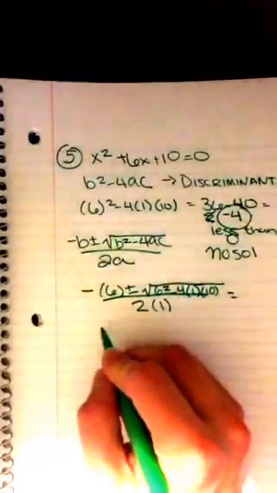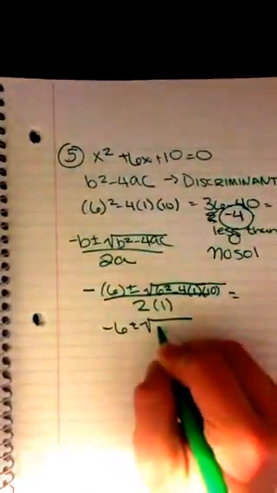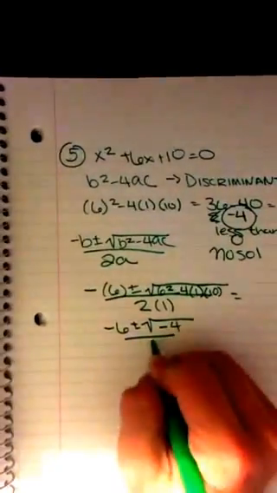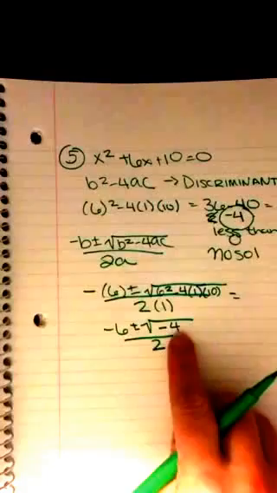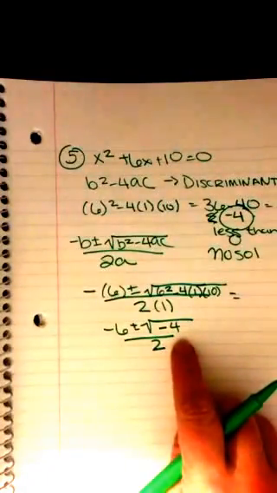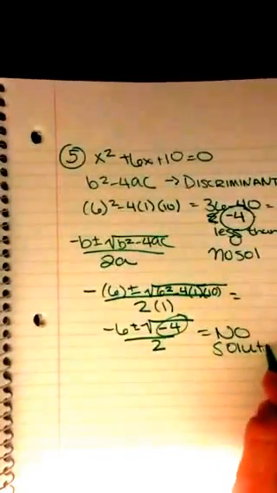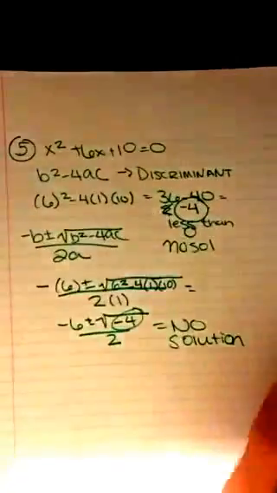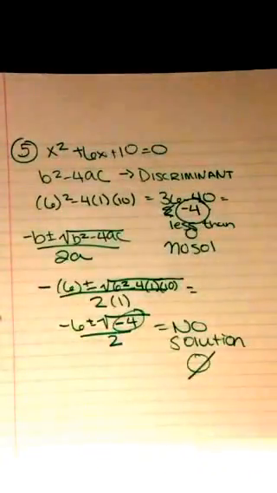Okay, so I have negative 6 plus or minus the square root of negative 4 over 2. This should be a red flag even before this because I can't find a square root of a negative number. Therefore, this means no solution. Another way is writing it with a 0 with a line through it.